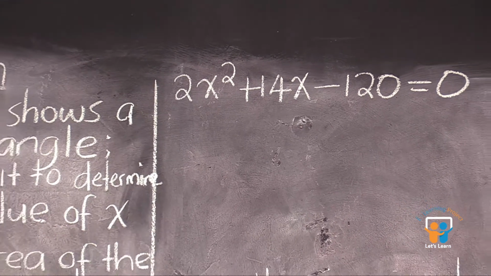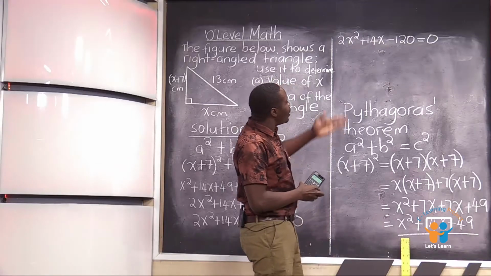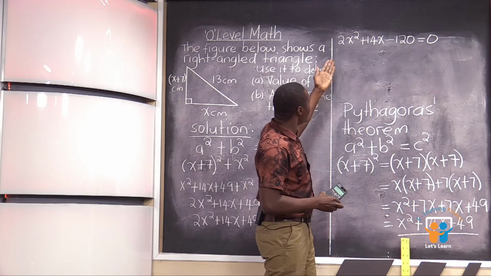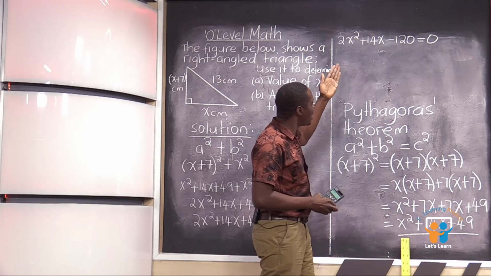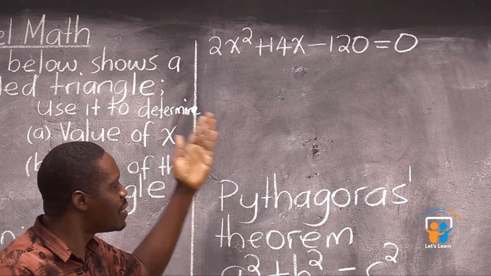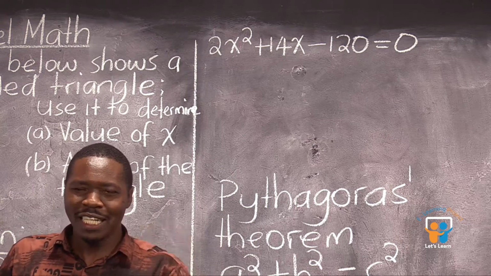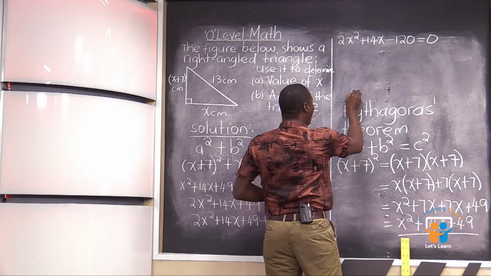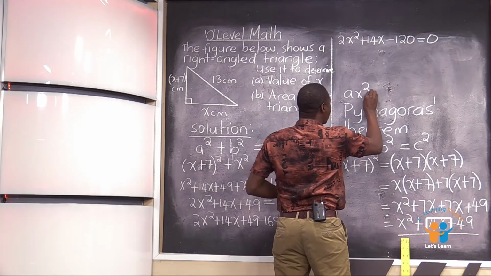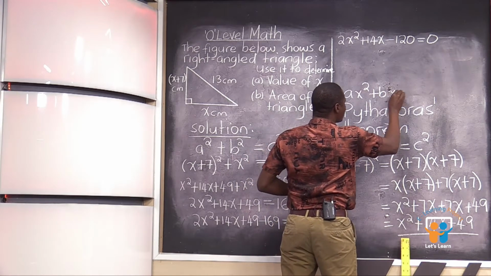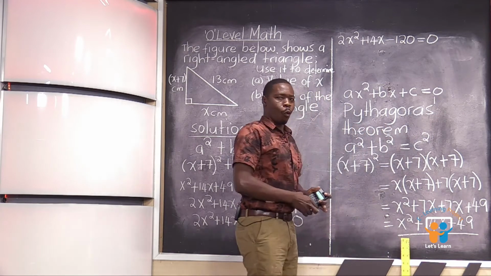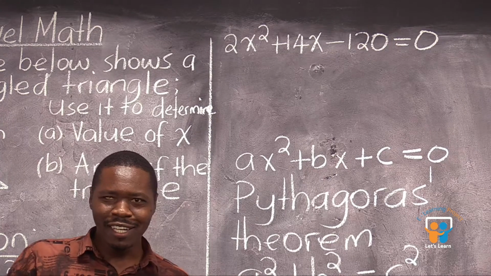Now, after getting that, look at what you have. What kind of equation are we having? We are having 2x squared plus 14x minus 120 equaling 0. Remember, our teachers taught us something in class, something in the form of ax squared plus bx plus c equaling 0. What kind of equations are those?